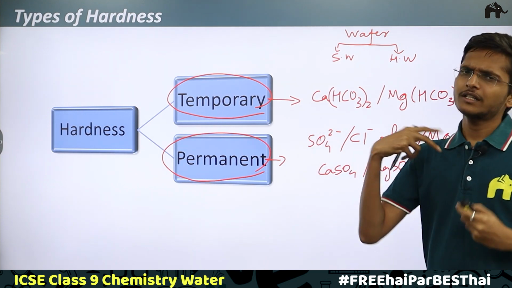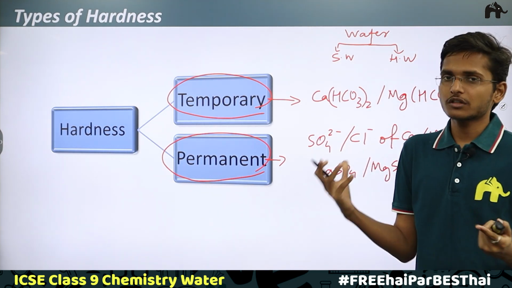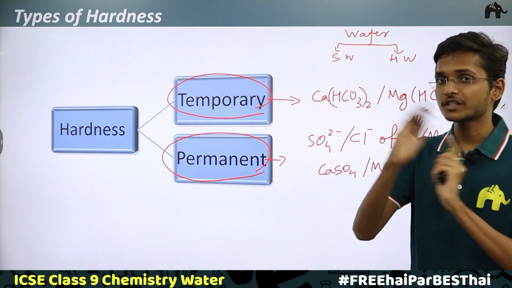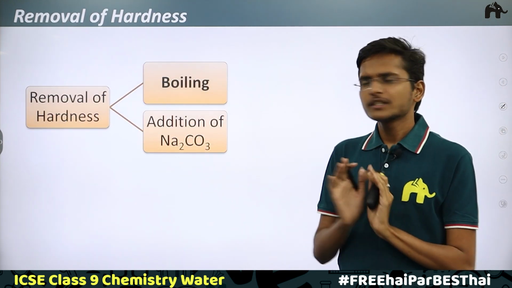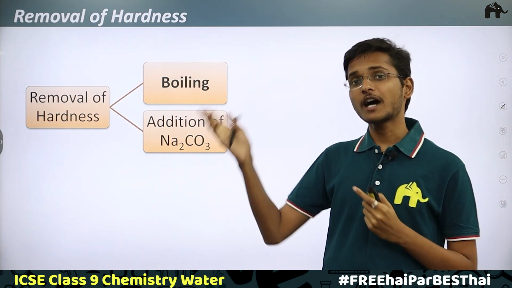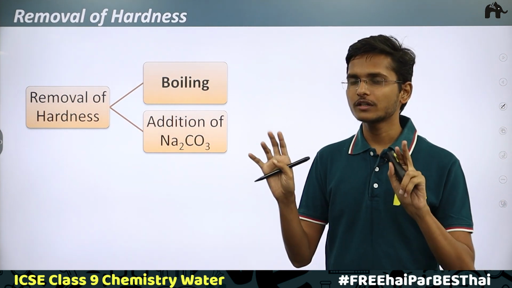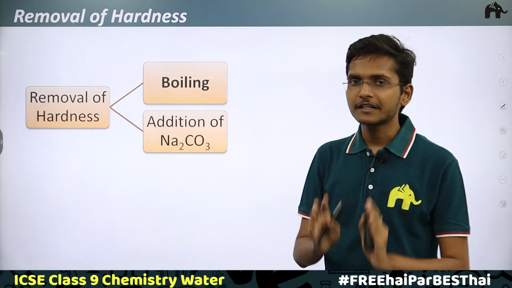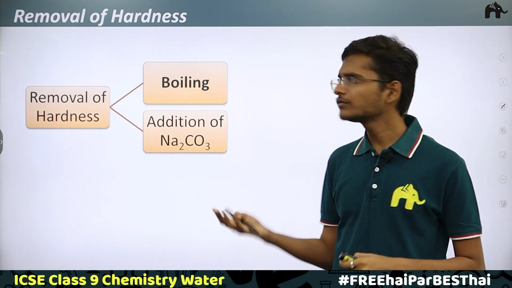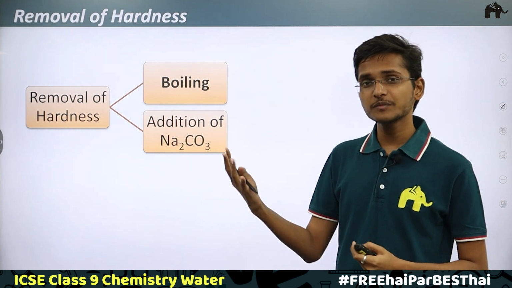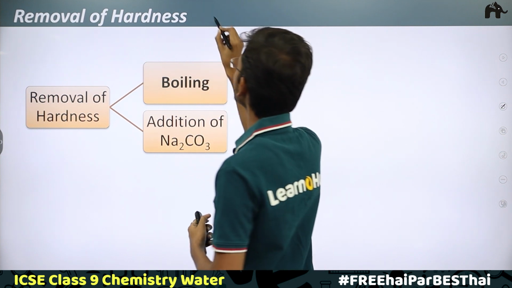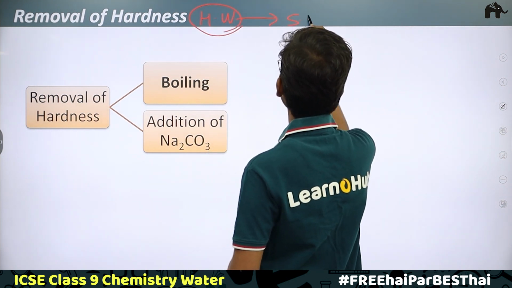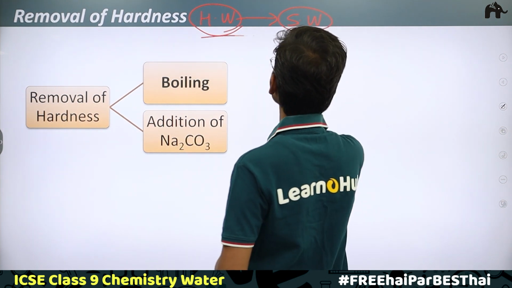Now, why do we call temporary hard water temporary hard water? Why temporary? Let's focus on that. Let's see the answer to this question in the next topic, removal of hardness. In this topic we will see why our temporary hard water is called so-called temporary hard water. There are 2 methods which we are going to study right now, though there are many methods to remove the hardness of water. To remove the hardness means to make the hard water soft. You just understand this thing: make the hard water soft water. Clear?